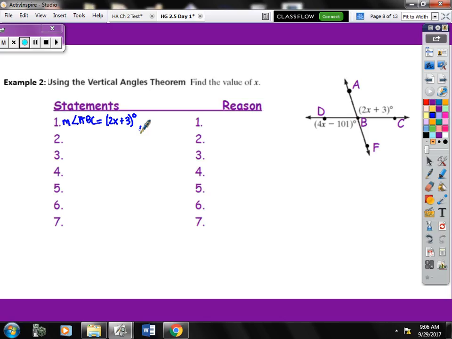And I usually just write this for you to save you time, but technically if you were creating a proof on your own, you would have to state the given first. We're also given that the measure of angle DBF is 4x minus 101 degrees. The reason for that is just given. It was given to me in the picture.